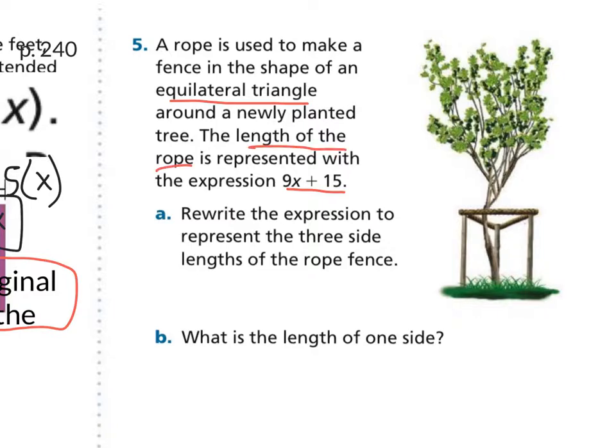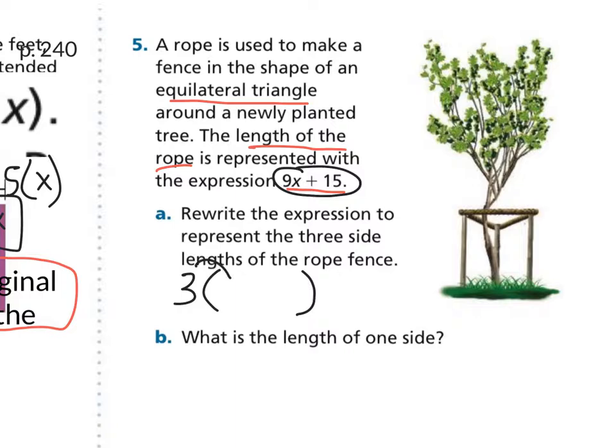Rewrite the expression to represent the 3 side lengths of the rope fence. So if we factor out a 3 out of this 9x plus 15, whatever's left in our parentheses, since it's an equilateral triangle, that would tell us what each side length of our triangle would be.